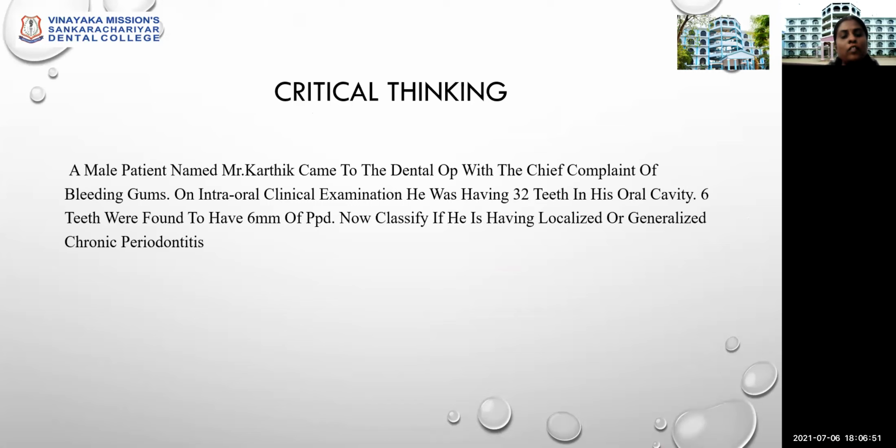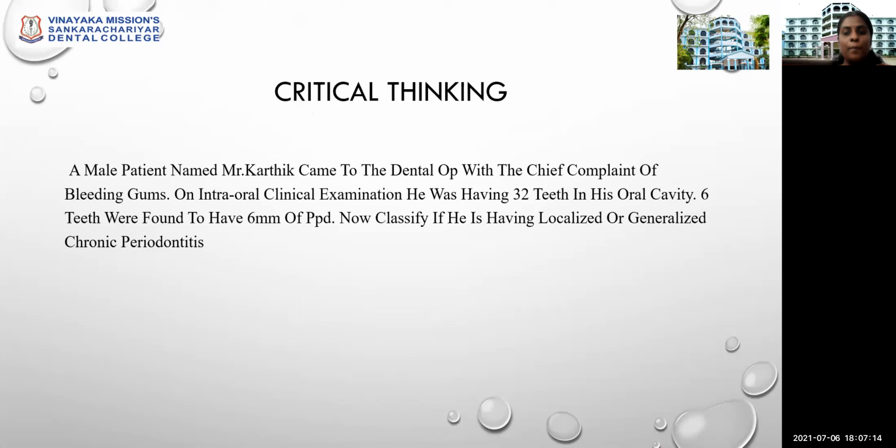The age of the patient is around 30 years and he has 32 teeth in his oral cavity. Of the 32 teeth, 6 teeth are found to have 6 mm of probing pocket depth. Here PPD refers to probing pocket depth. Now tell me whether it is localized or generalized chronic periodontitis. I'll give you 2 minutes. You can write on a paper.